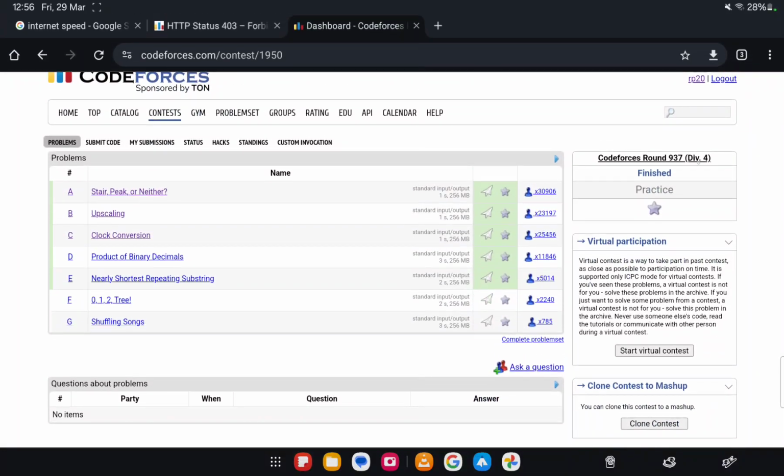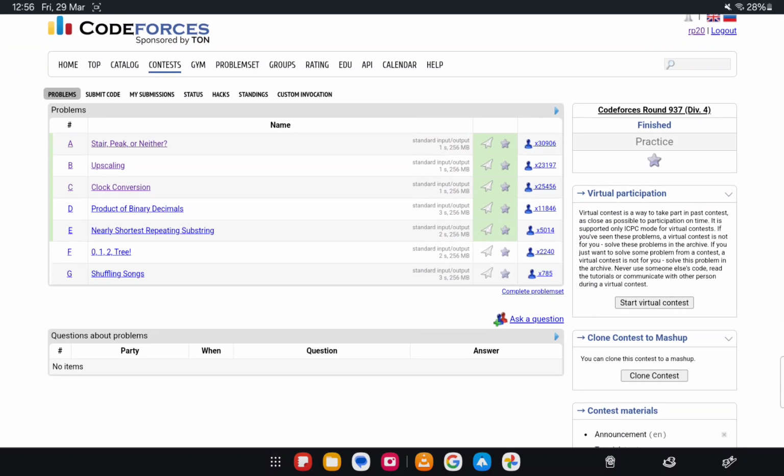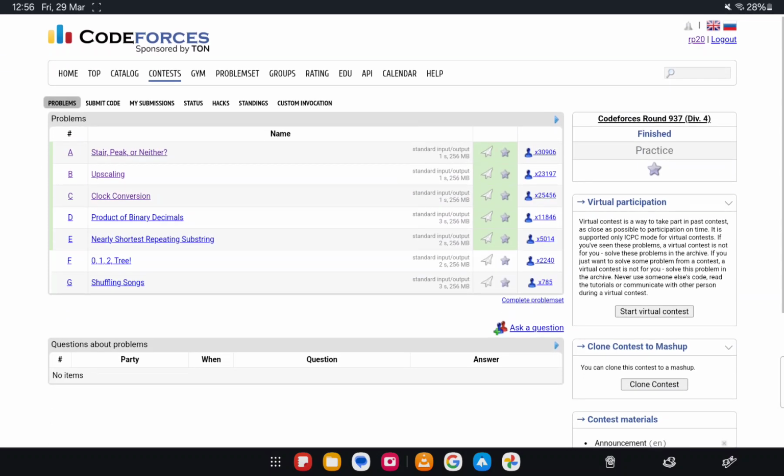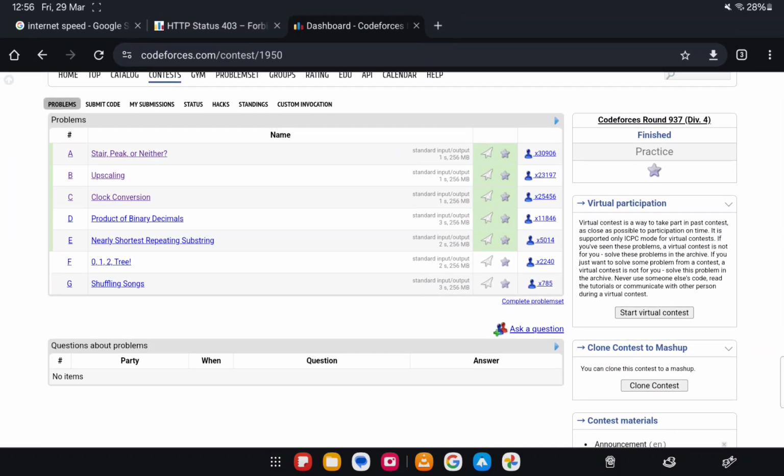We'll be discussing Div. 4 Round 936. So basically this was the easiest contest of Codeforces. The questions were normal. If you solve questions D, E, F, then you will have to apply some brain. Otherwise, the questions above those three are straightforward.